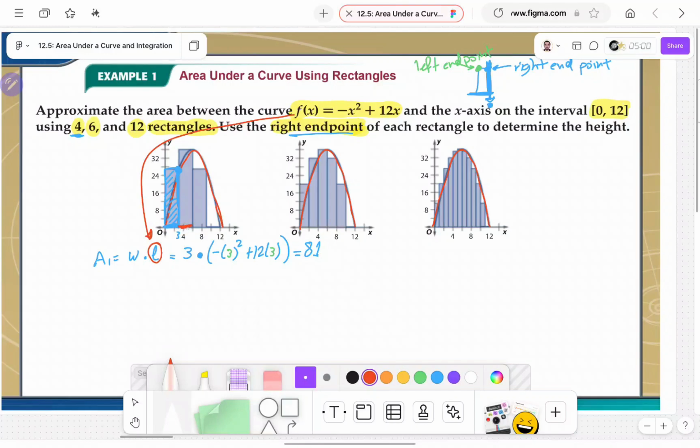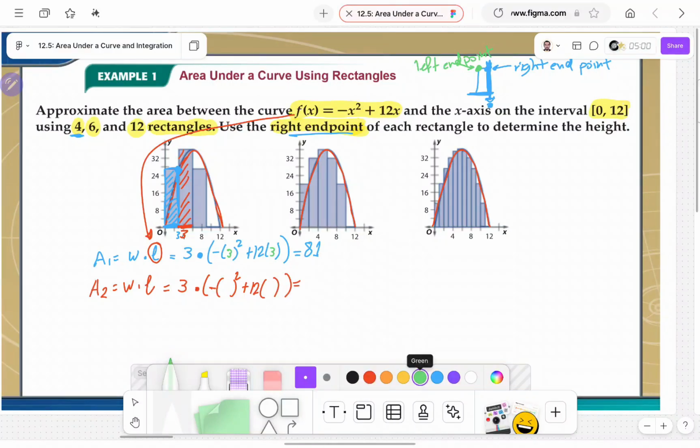The width of this rectangle is already 3. So now area 2 is equal to all of this area in the red color. Area 2 is width times length. Width is equal to 3 times. Now let's open the bracket: negative x squared plus 12. Then I need to find the total area.